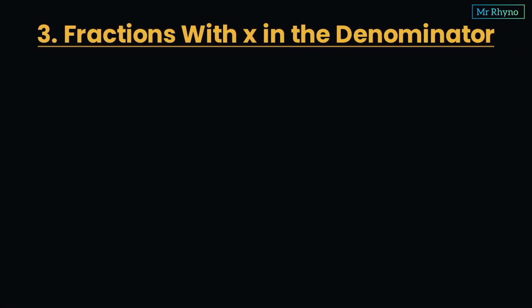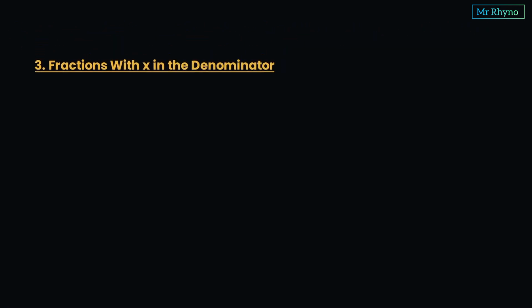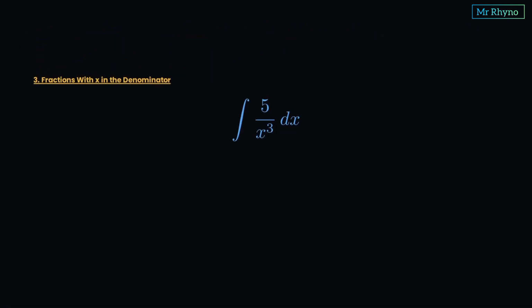Fractions with x in the denominator. Now look at the integral of 5 over x cubed dx. Don't integrate it while it's written as a fraction. Rewrite the denominator using a negative exponent. 5 over x cubed equals 5x to the negative 3. So we need the integral of 5x to the negative 3 dx.